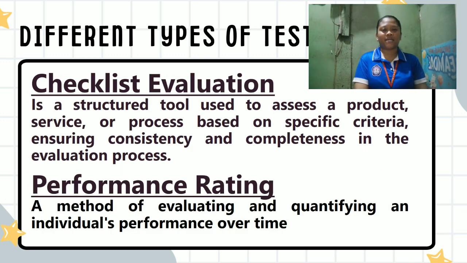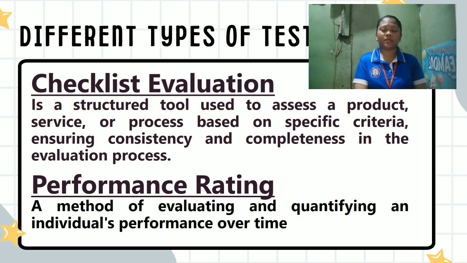Next type is checklist evaluation. Checklist evaluation is used to assess if specific criteria or steps have been met. It is useful for evaluating processes, step-by-step tasks, or procedural knowledge.